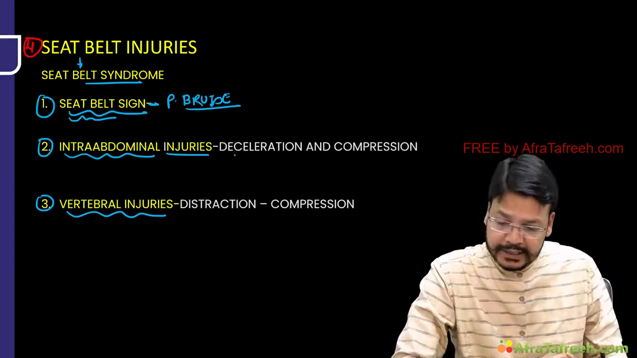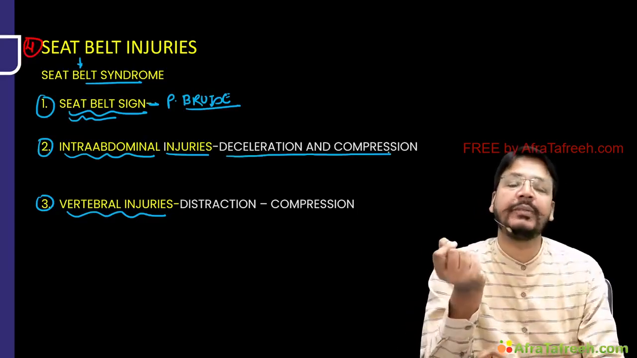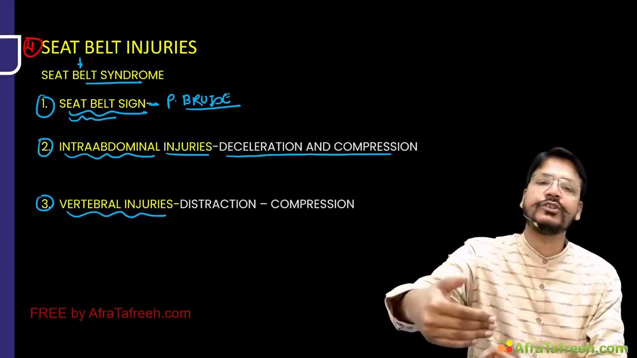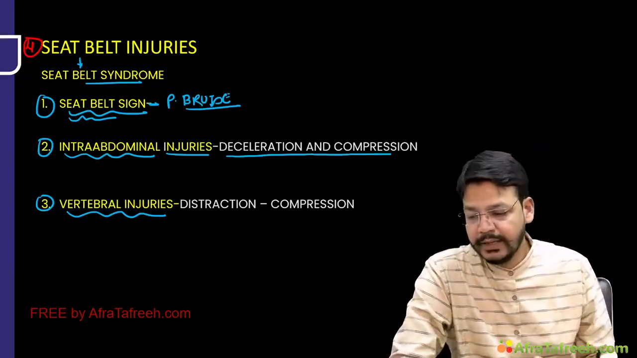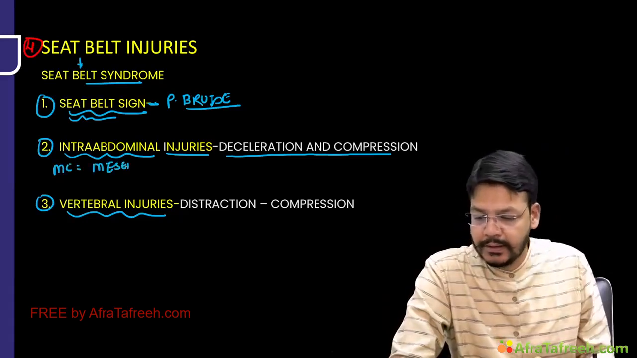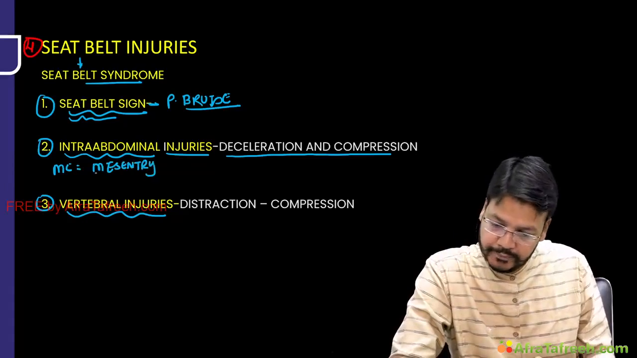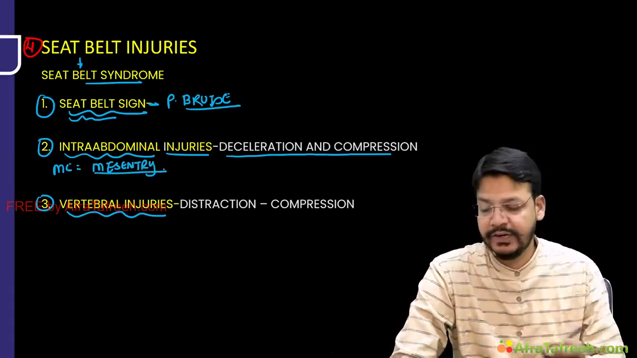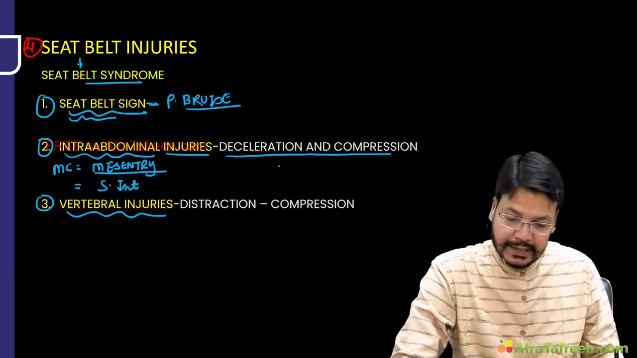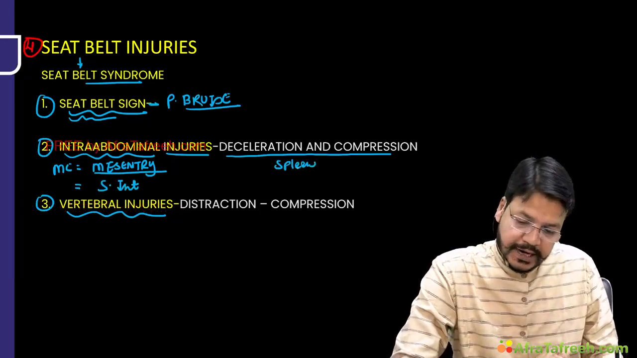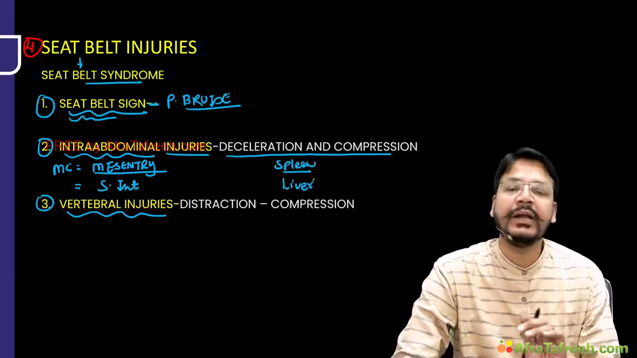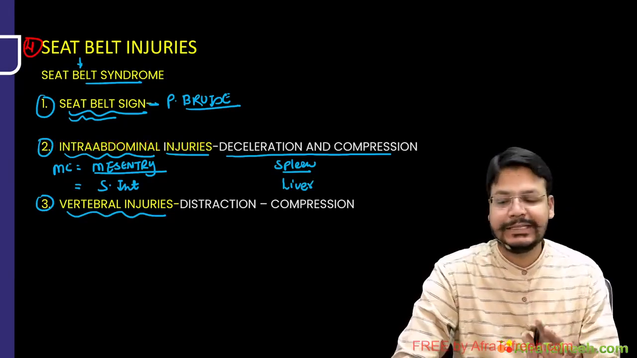Intra-abdominal injury is by deceleration and compression mechanism, because suddenly the vehicle stops and there is compression. What are the common organs? The most common site is mesentery. Then small intestine. Then spleen. And then liver. These are the most common sites of intra-abdominal injury by seat belt.